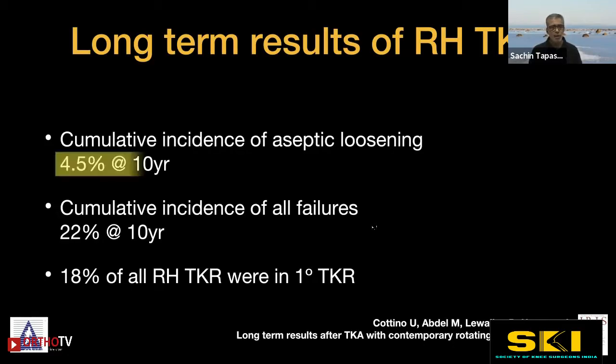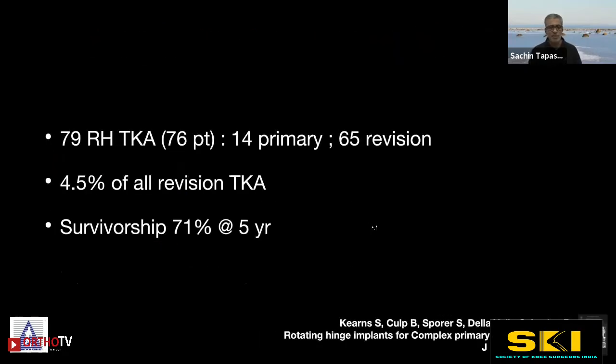If you look at the cumulative incidence of aseptic loosening and all failures, they do pretty well, around 5% aseptic loosening at 10 years and almost about 20% failures at 10 years. Mind you, only 18% were done for a primary situation then. Another good paper that came out of the Rush group looked at 80 rotating hinges, and the survivorship was almost about 71% at the end of 5 years. So you have to choose your implants with care.